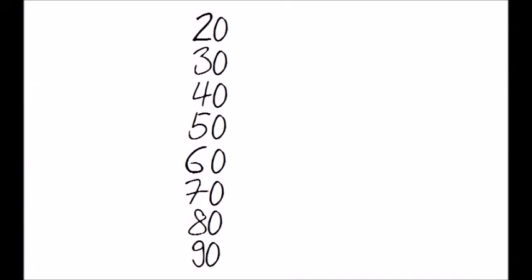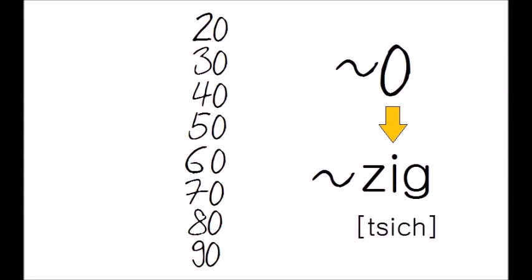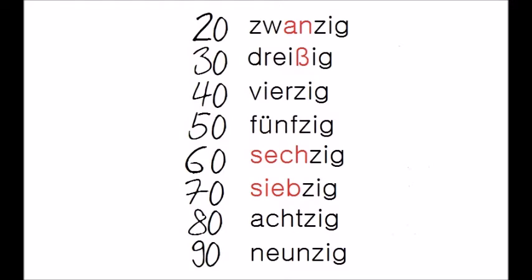When it comes to the numbers of 10, the 0 at the end is called zig. So you combine the units with zig and you get the respective number of 10. 20, 30, 40, 50, 60, 70, 80, 90.